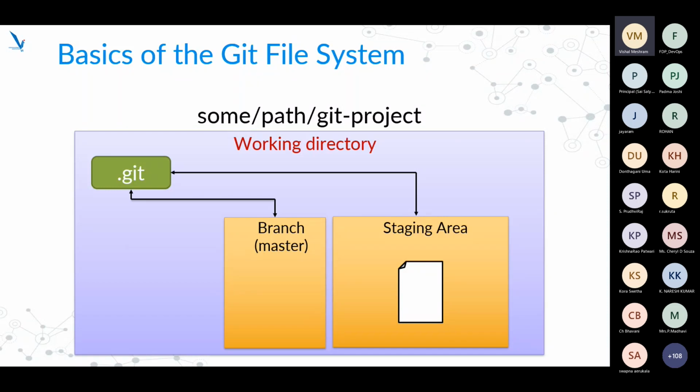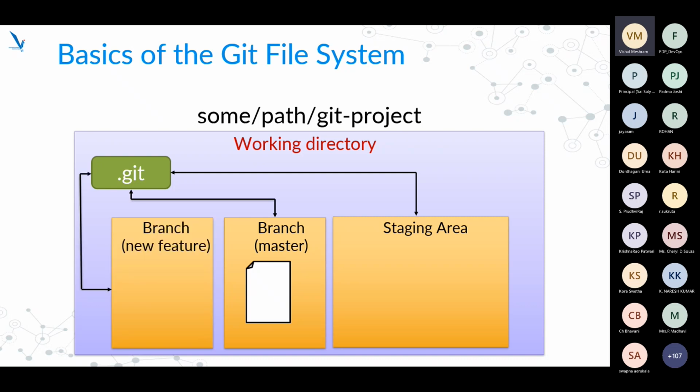So what happens when you issue the git commit command? Git takes the snapshot of your file which is present in the staging area, and it stores it in your master branch. Now it might happen that you are working on different features of the same project, so you may create multiple branches. There is another branch available called the new feature branch.